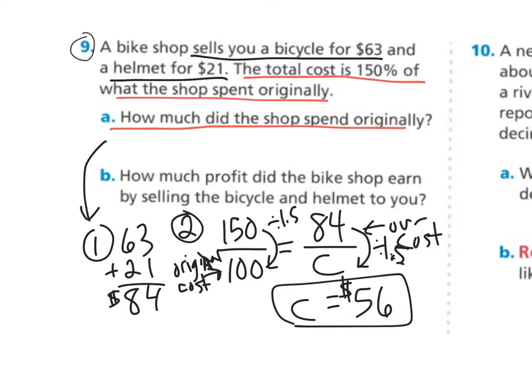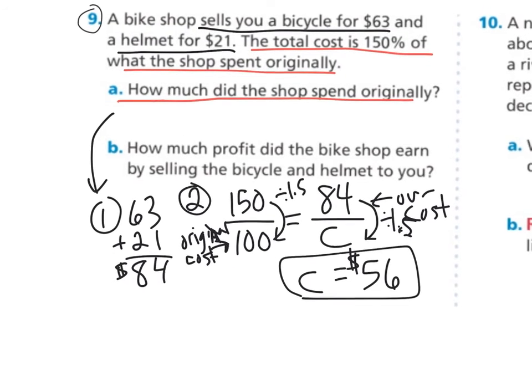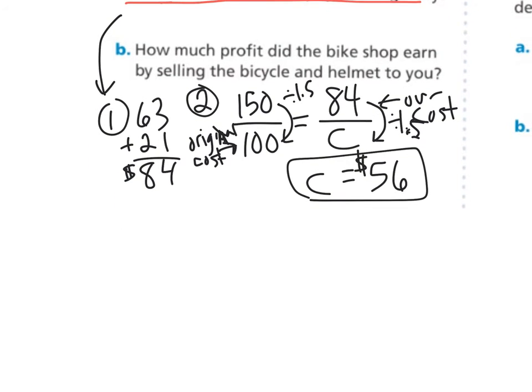So $56 it cost the store, and then they sold it all to you for $84. Again, they have to sell it for more than what they bought it for. They're going to go out of business. They have to pay their workers. They have to pay for the electric bills, all those things. So it only makes sense that they're going to sell it for more than what they bought it for.